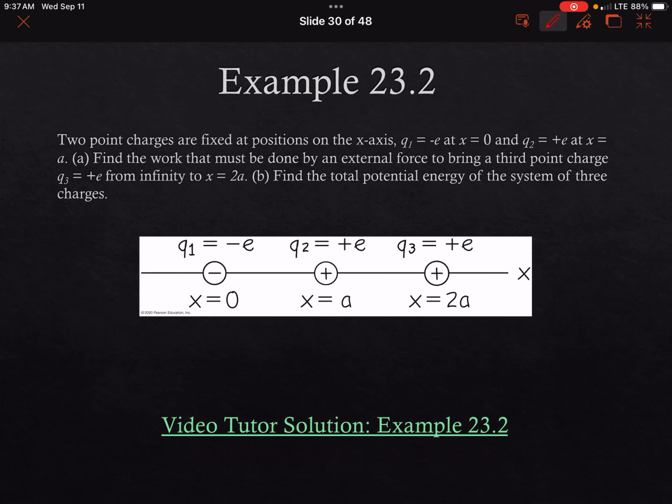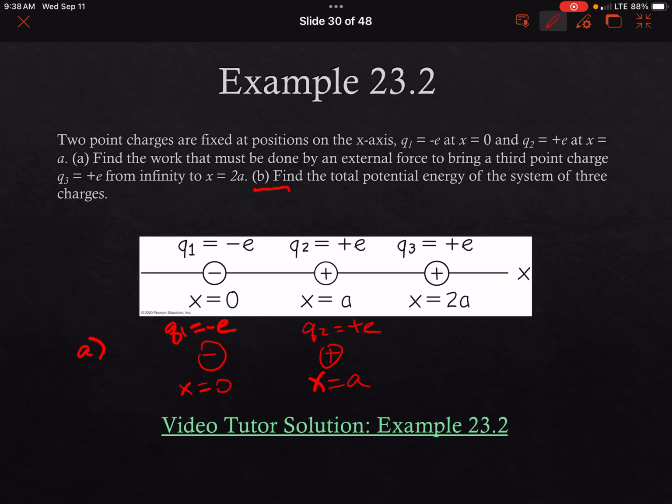Let's do this example together, and let's put that idea to the test. So we have 2-point charges. This picture is the picture for part B. So the picture for part A is we have 2-point charges, just these two. And let me just go ahead and write all the details down. We have these 2-point charges on the x-axis, of charge negative e and charge plus e.